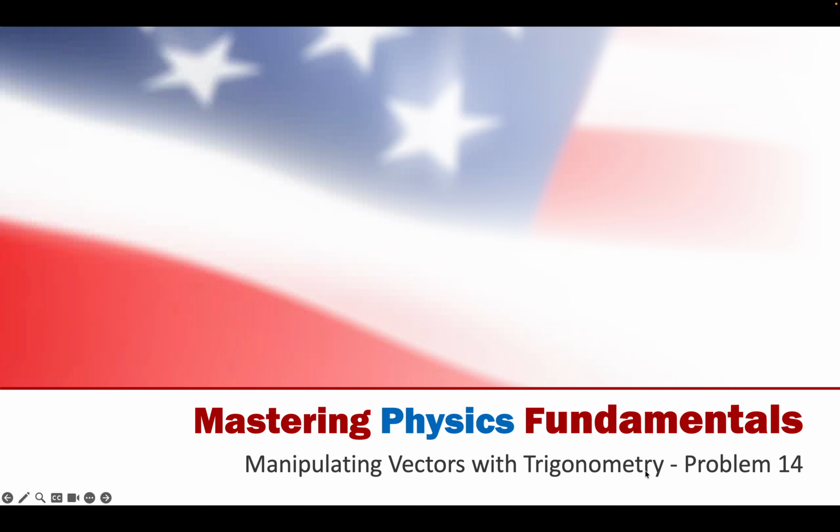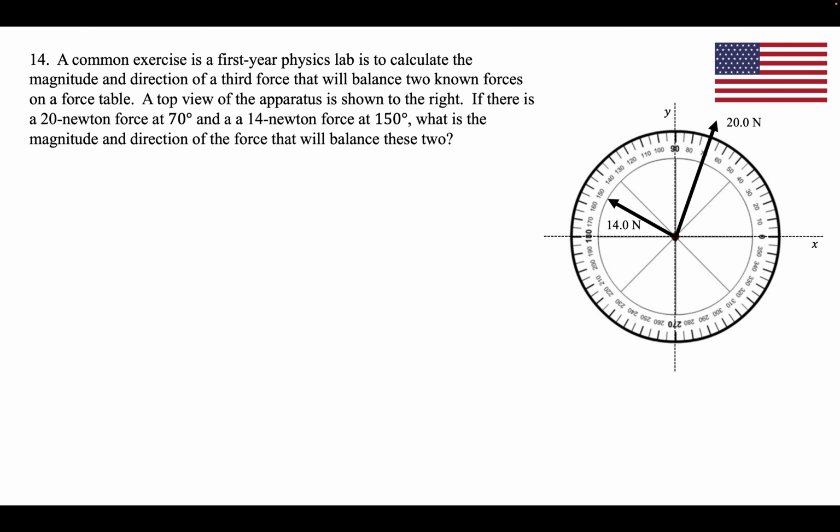This is problem 14 on the worksheet Manipulating Vectors with Trigonometry. We have a force table. It's a common piece of equipment in a first-year physics lab. And you have three forces. Here, two are known. We want to know the third force that's going to balance these two forces. Should be somewhere down here, pulling this way to counteract these two forces.